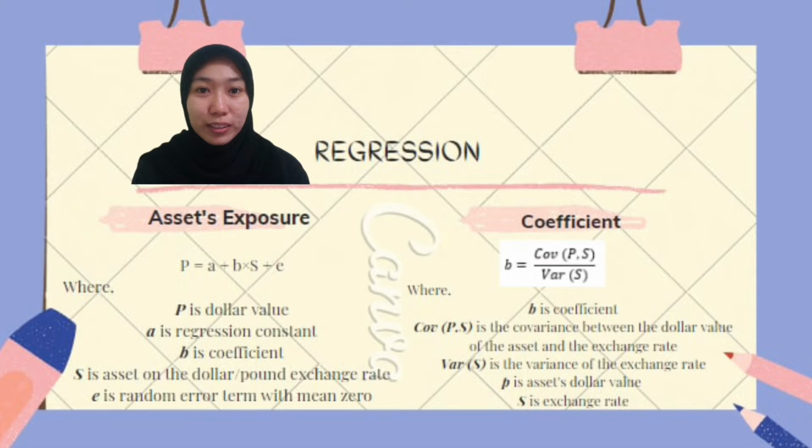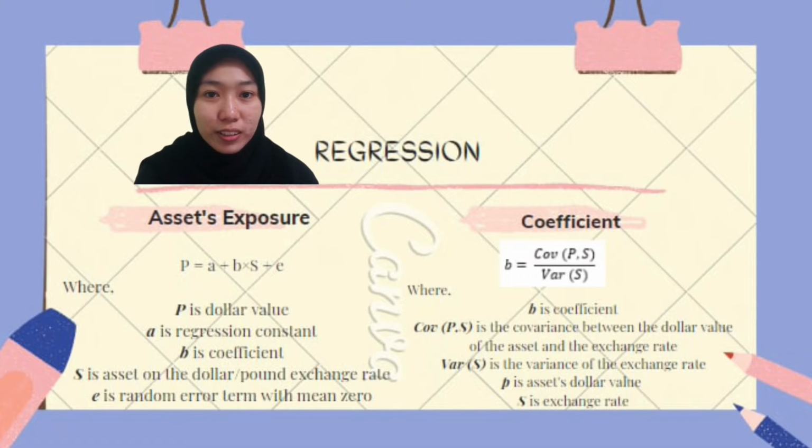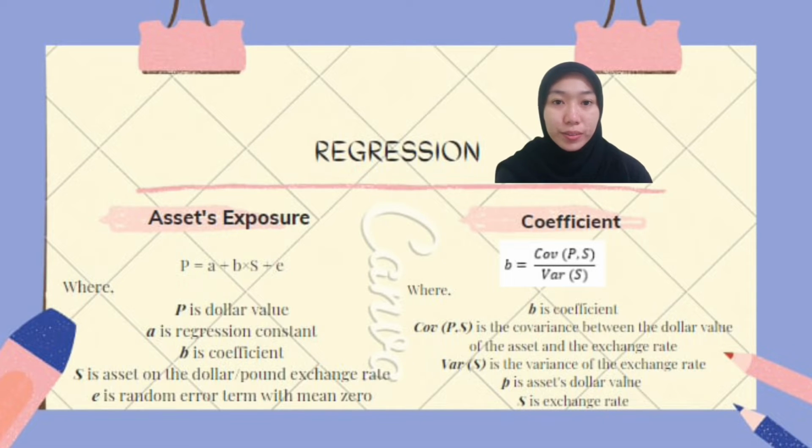As can be seen on the slide, there are two examples of regressions. One is asset exposure. The regression can be seen on the slide, where P is dollar value, A is regression constant, B is coefficient, S is the dollar or pound exchange rate, and E is random error term with mean 0. Second is the regression coefficient. The regression can be seen on the slide, where B is the coefficient, COV(P,S) is the covariance between the dollar value of the assets and the exchange rate, VAR(S) is the variance of the exchange rate, P is the asset's dollar value and S is the exchange rate.